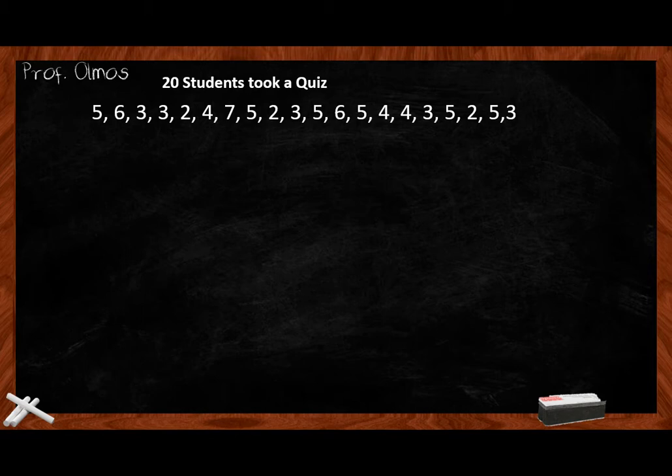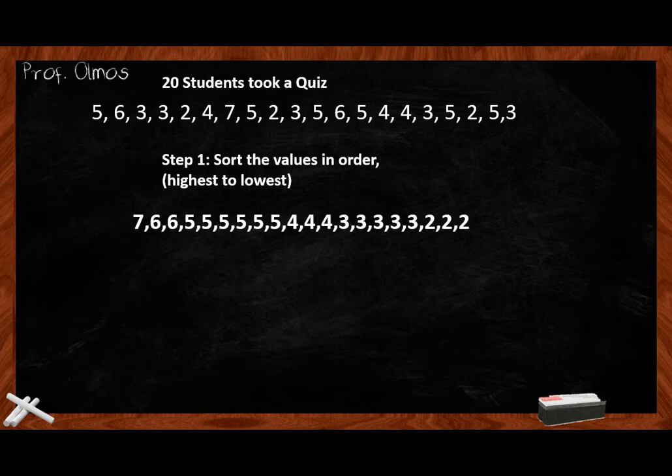At first, it doesn't make any sense. You can't really make much sense of this. So what you do is, step one, sort them in values. Sort the quiz scores in order from highest to lowest. Okay, so let me do that real quickly with the magic of this video. I did that. So I sorted them, and this is how it looks.